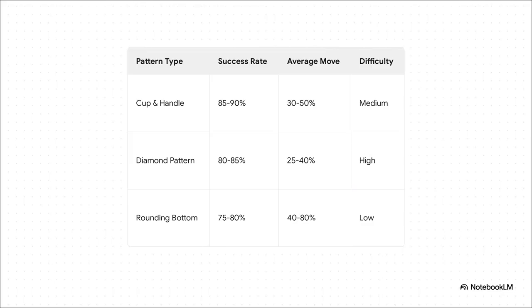Now, this is where it gets really interesting because we actually have some data on this. This chart shows you the historical performance. Look at the cup and handle, an incredible success rate, historically between 85 and 90%. Then look at the rounding bottom. A little less reliable, sure, but it has the potential for the biggest average move. This kind of data helps a professional trader weigh the probabilities and pick the best setups.